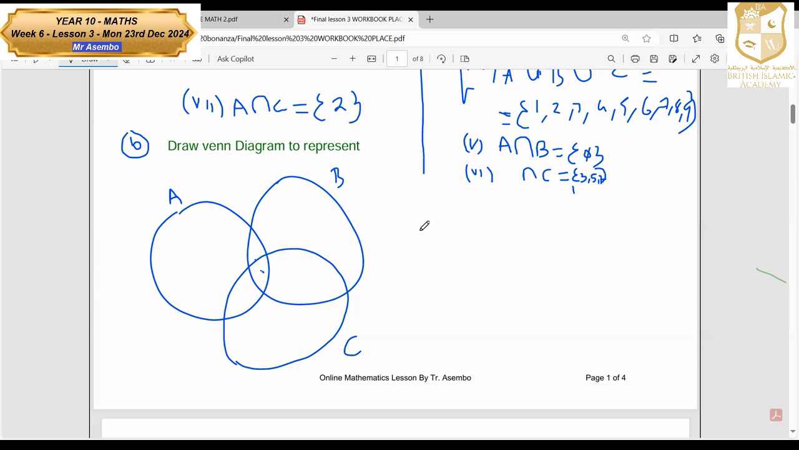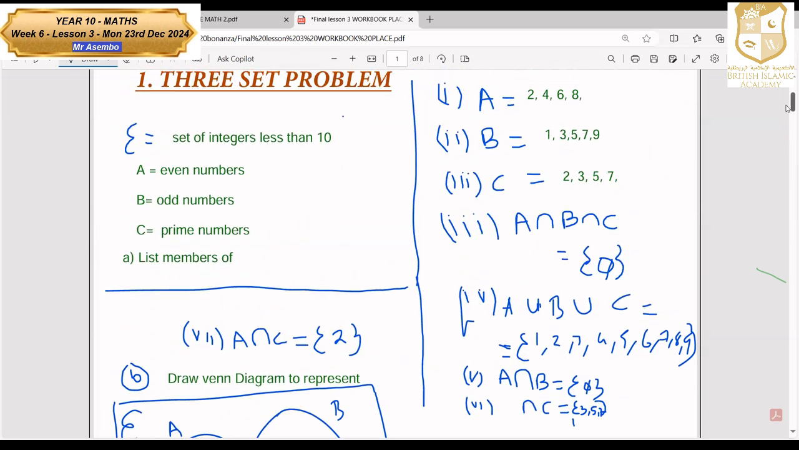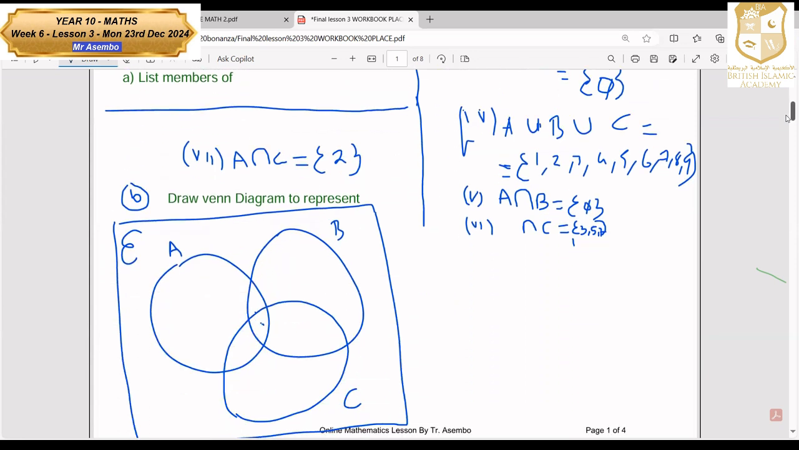Now, since it is a Venn diagram, we must enclose it first, so that the region which is enclosed is called the region for the universal set, the set under discussion. Now, the universal set in this case is integers less than 10. Integers less than 10 are 1, 2, 3, 4, 5, 6, 7, 8, up to 9. So 10 is not included because we need only up to less than 10.